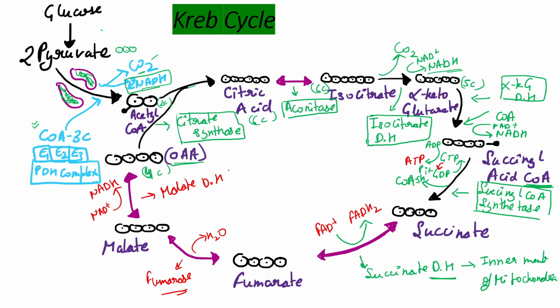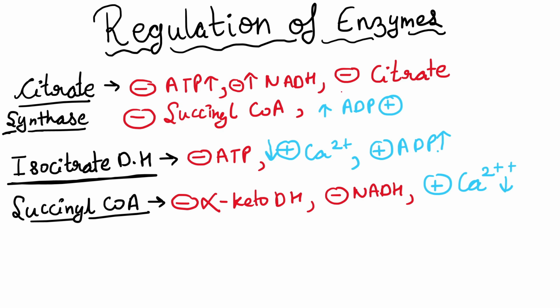Now going further, regulation of enzymes. Now how are the enzymes regulated? So the very first enzyme is citrate synthase. Now citrate synthase has ATP. When the ATP level is increased, we don't need more ATPs to be produced, so it would have an inhibitory effect on citrate synthase, and no more Krebs cycle would be regulated.